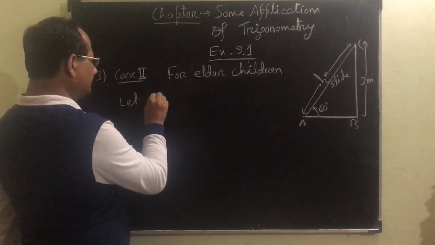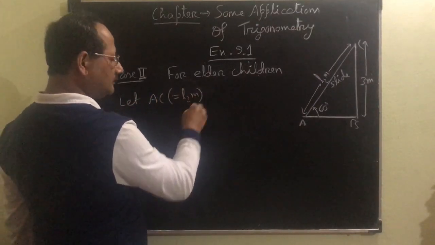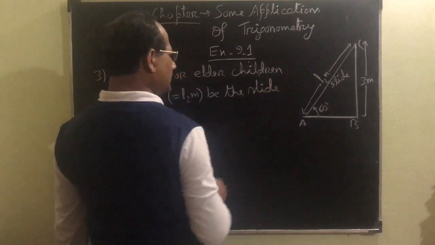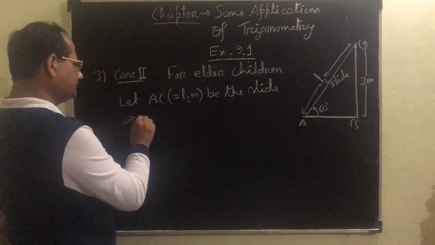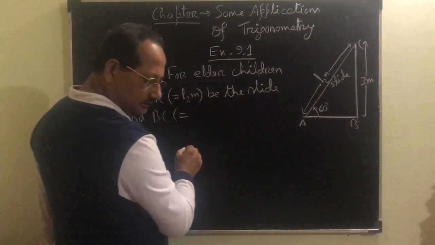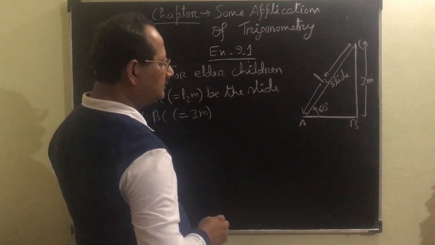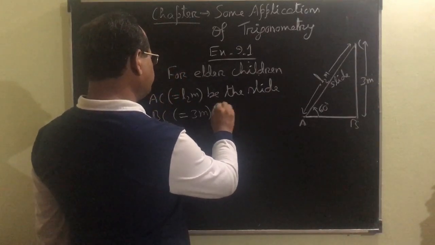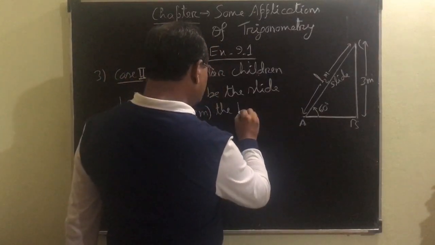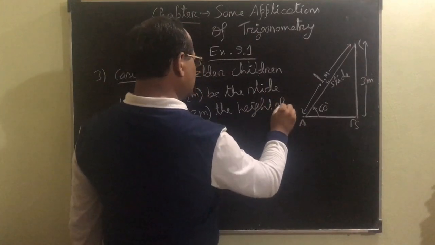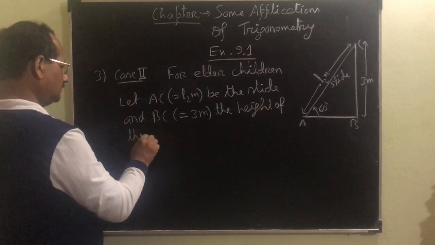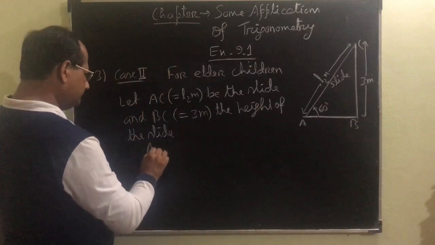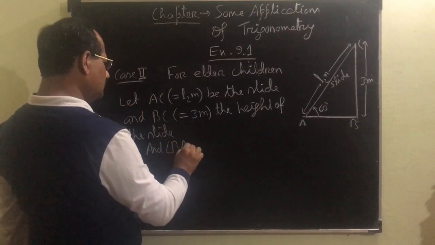Let AC equal to L2 meter be the slide, and BC equal to 3 meter, the height of the slide, and angle BAC equal to 60 degree.